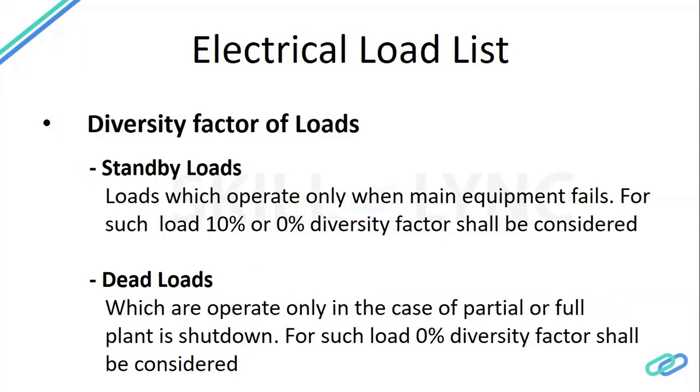Third is standby load. Some loads in the plant are very important, and we cannot afford to shut down that equipment. So what we do is keep a spare of this equipment, and once the main equipment fails, we start the other equipment. Like we have transfer pump A and B. If transfer pump A fails, then transfer pump B starts automatically, so you will not lose production. But at a time, only one equipment will run. So we will consider only a 10% or 0% diversity factor for such loads.